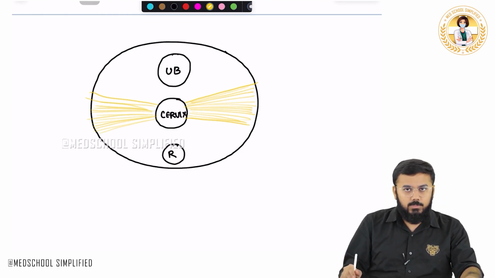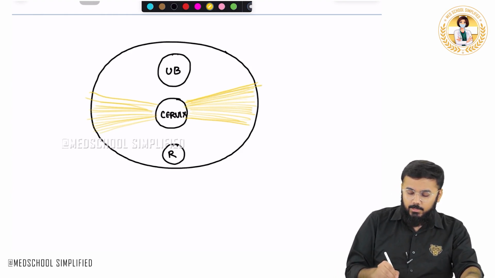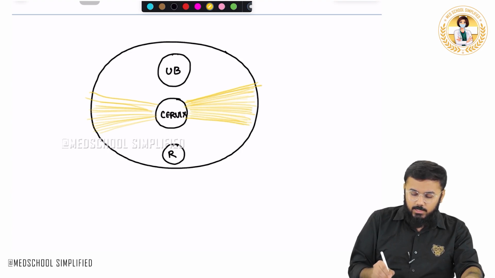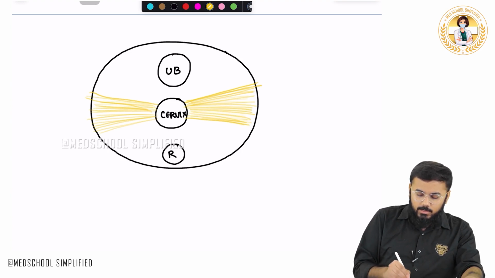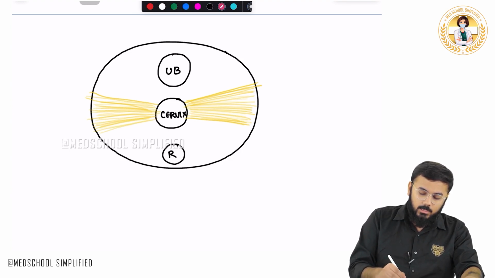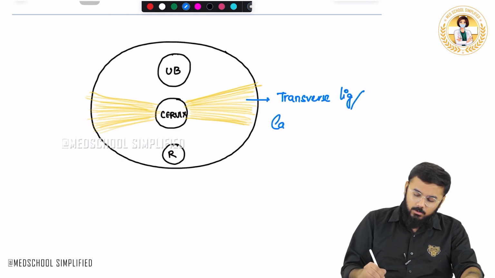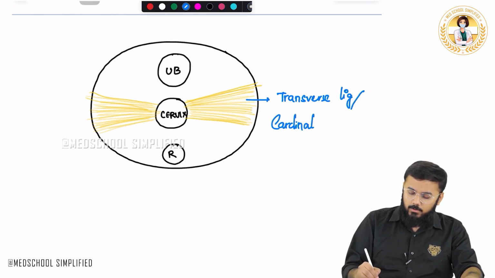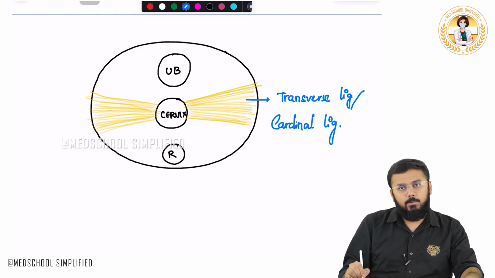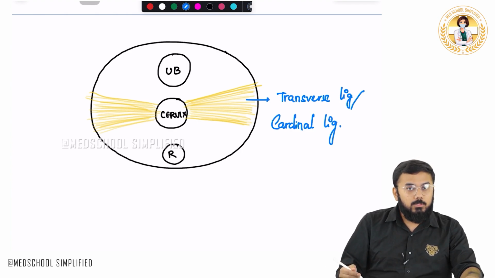So, this is called as transverse ligament, or you can also call it as cardinal ligament. So, this particular ligament over here is called as your transverse ligament, or you can call it as cardinal ligament. Okay. Next important thing is that I told you about pubo-cervical ligament.